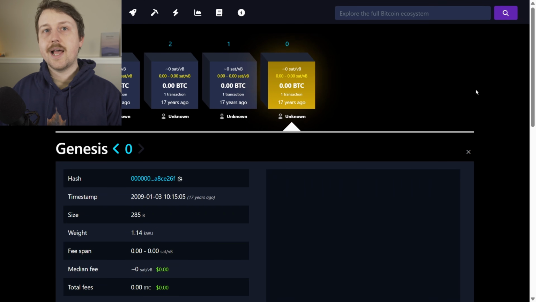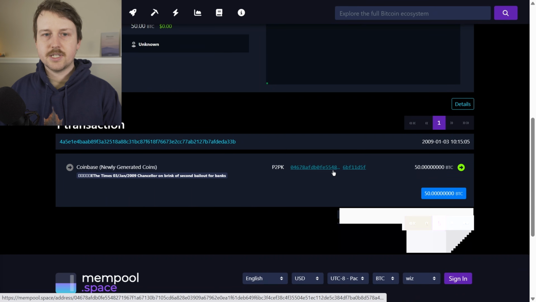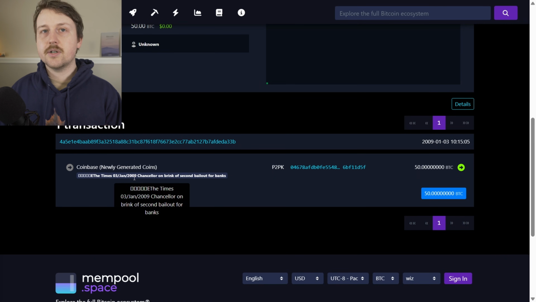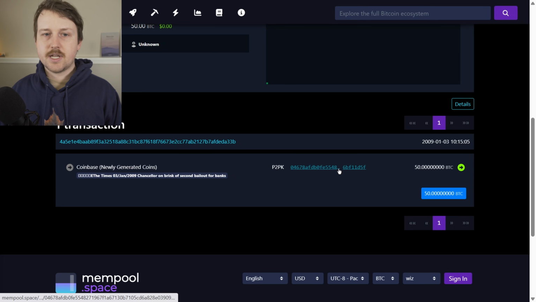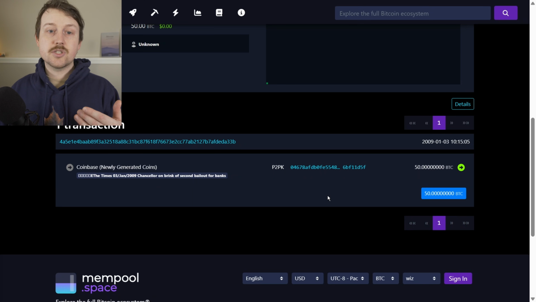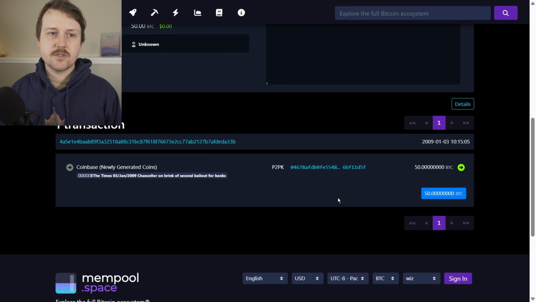This is known as the Genesis block, and you can see this was 17 years ago. There's one transaction, and that transaction is the newly generated coins. There's no actual sending from one address to another, and you can see that was received to a pay to public key address, which is a different type of address, and these are not quantum resistant, not as private, and don't have the functionality of a SegWit address and so on. And it was 50 Bitcoin.